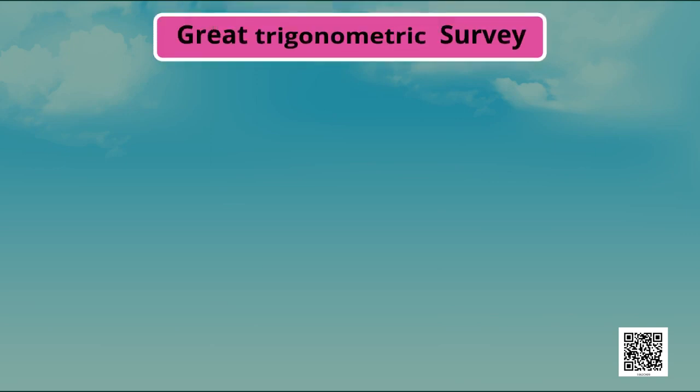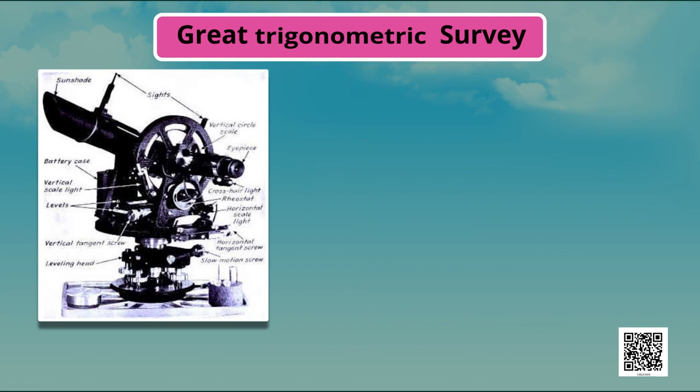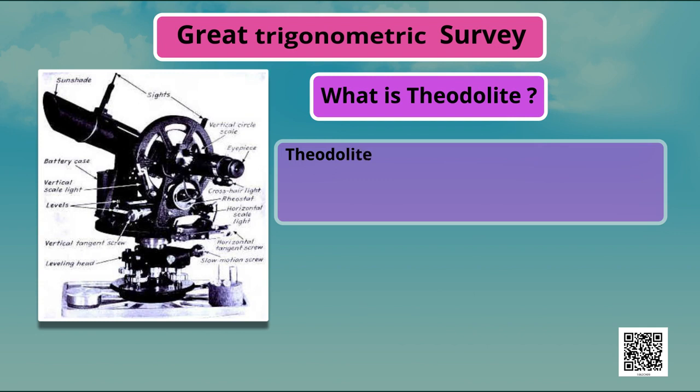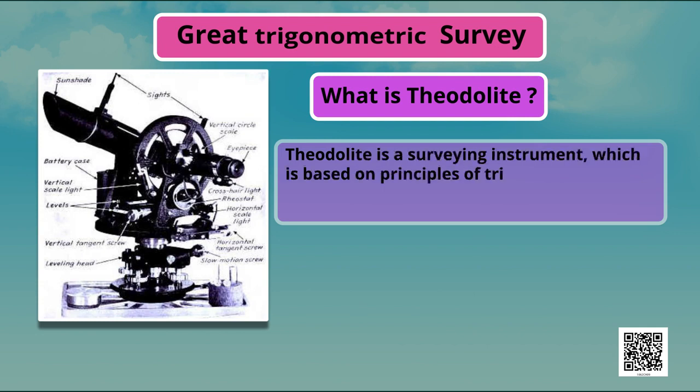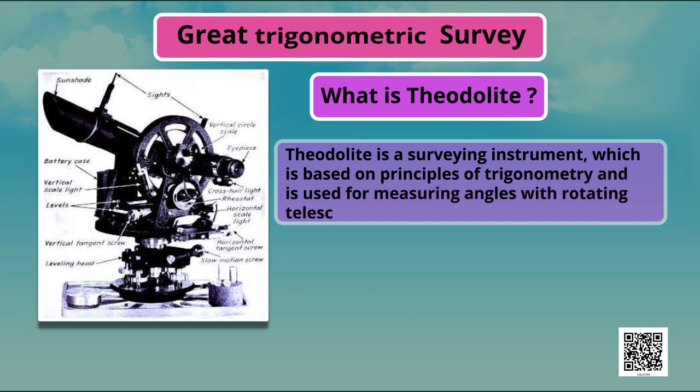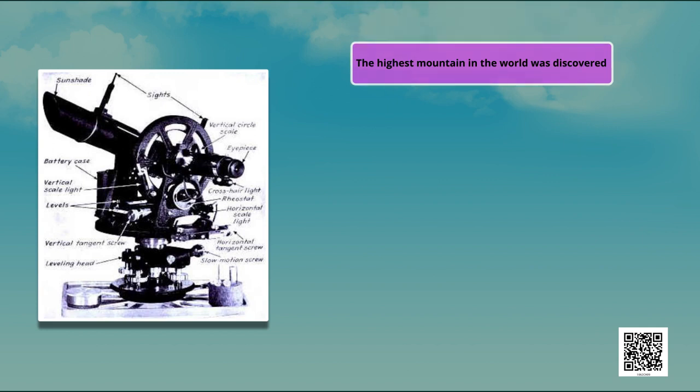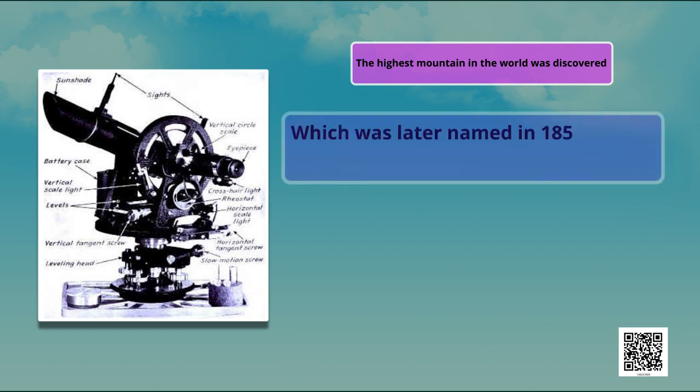Now what is a theodolite? Theodolite is a surveying instrument which is based on principles of trigonometry and is used for measuring angles with a rotating telescope. Using theodolites, the highest mountain in the world was discovered, which was later named in 1856 after Sir George Everest. So children, let us understand how we can use trigonometry in daily life situations.